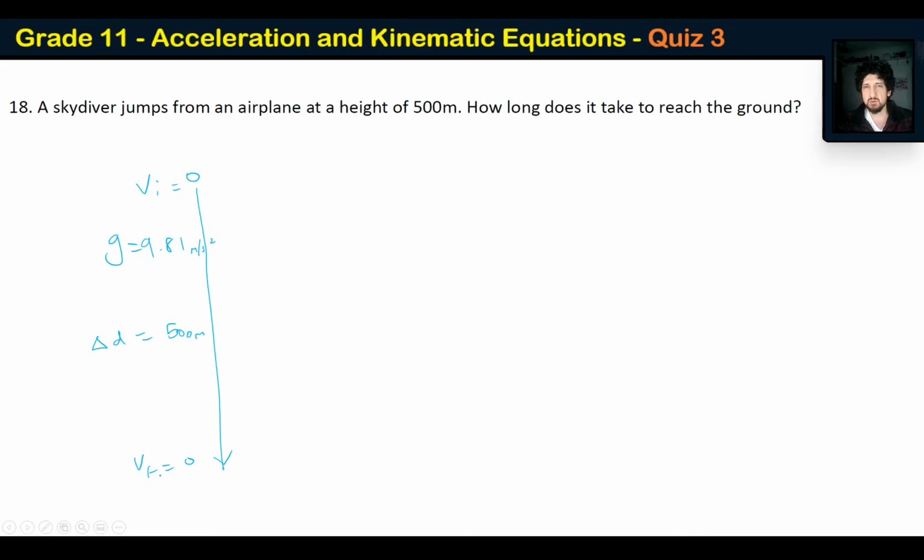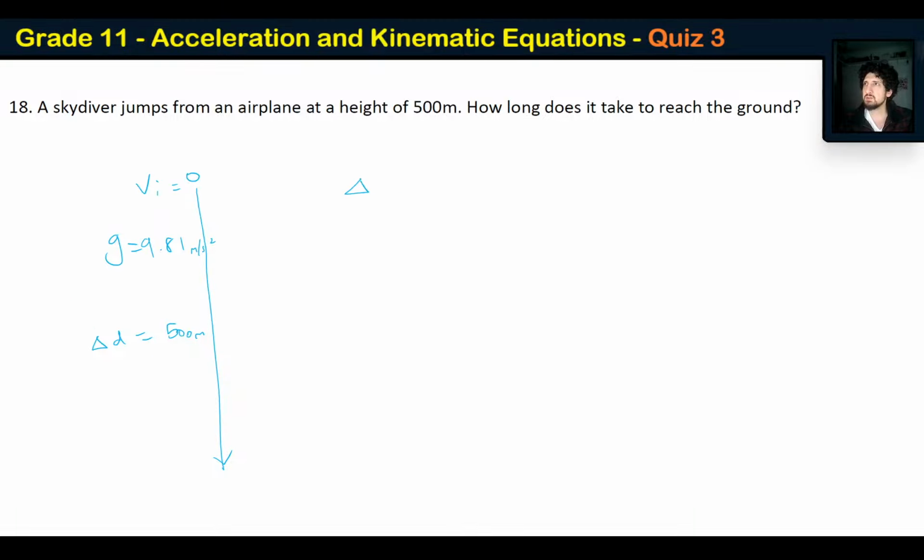Whilst it's true, the skydiver, once they hit the ground, if they hit the ground, of course their velocity is going to turn to 0. This is due to an external force, i.e. the ground. So we don't count that. We count the final velocity as the velocity just before hitting the ground, due to acceleration. So we don't know what final velocity is, so we can't really use that.